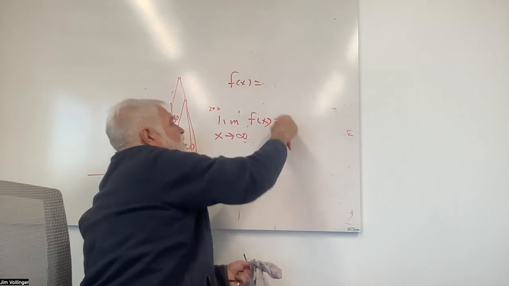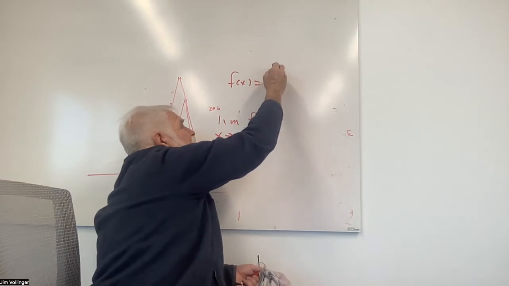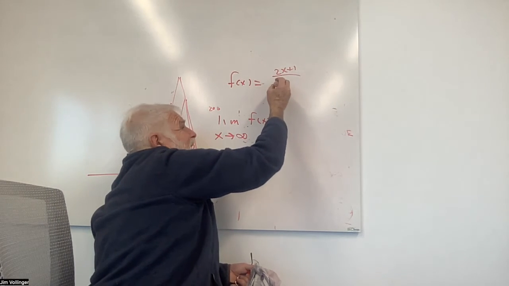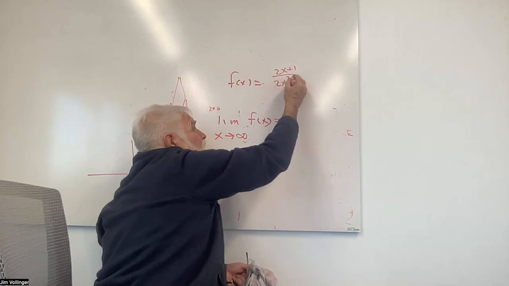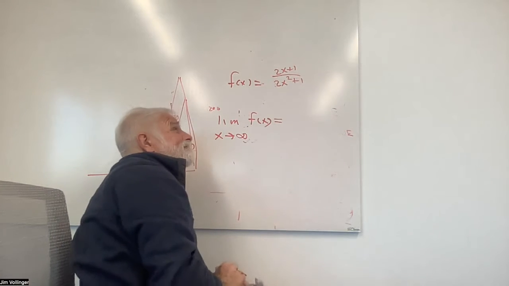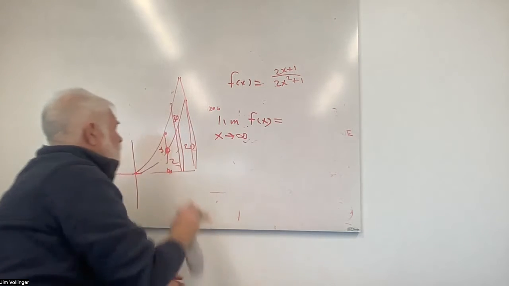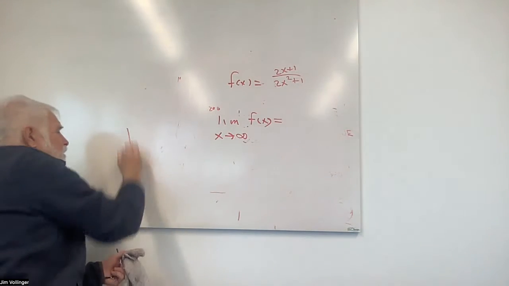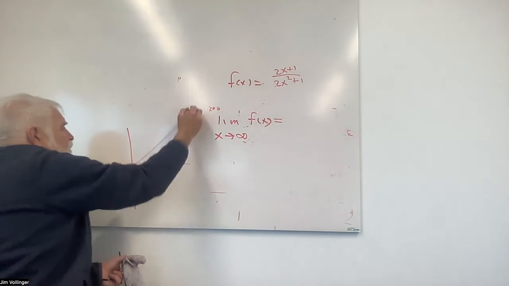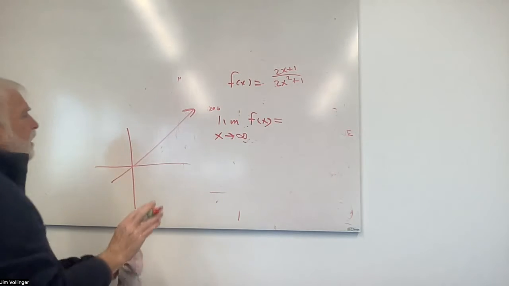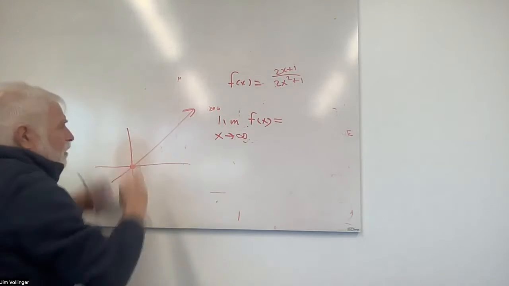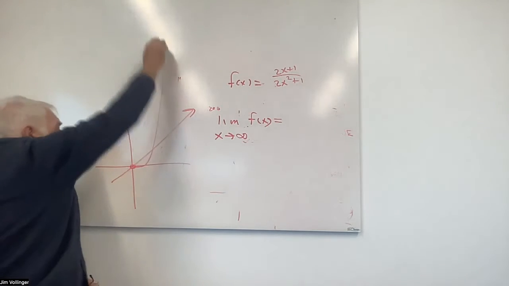So I should be putting my answers here. Let's say we have 2x plus 1 over 2x squared plus 1. Well, 2x plus 1 is a doubling function, linear. So let's just put it through the origin. I know it's not, but if you're looking at infinity, you can't see small numbers anyway. So big picture, 2x squared.